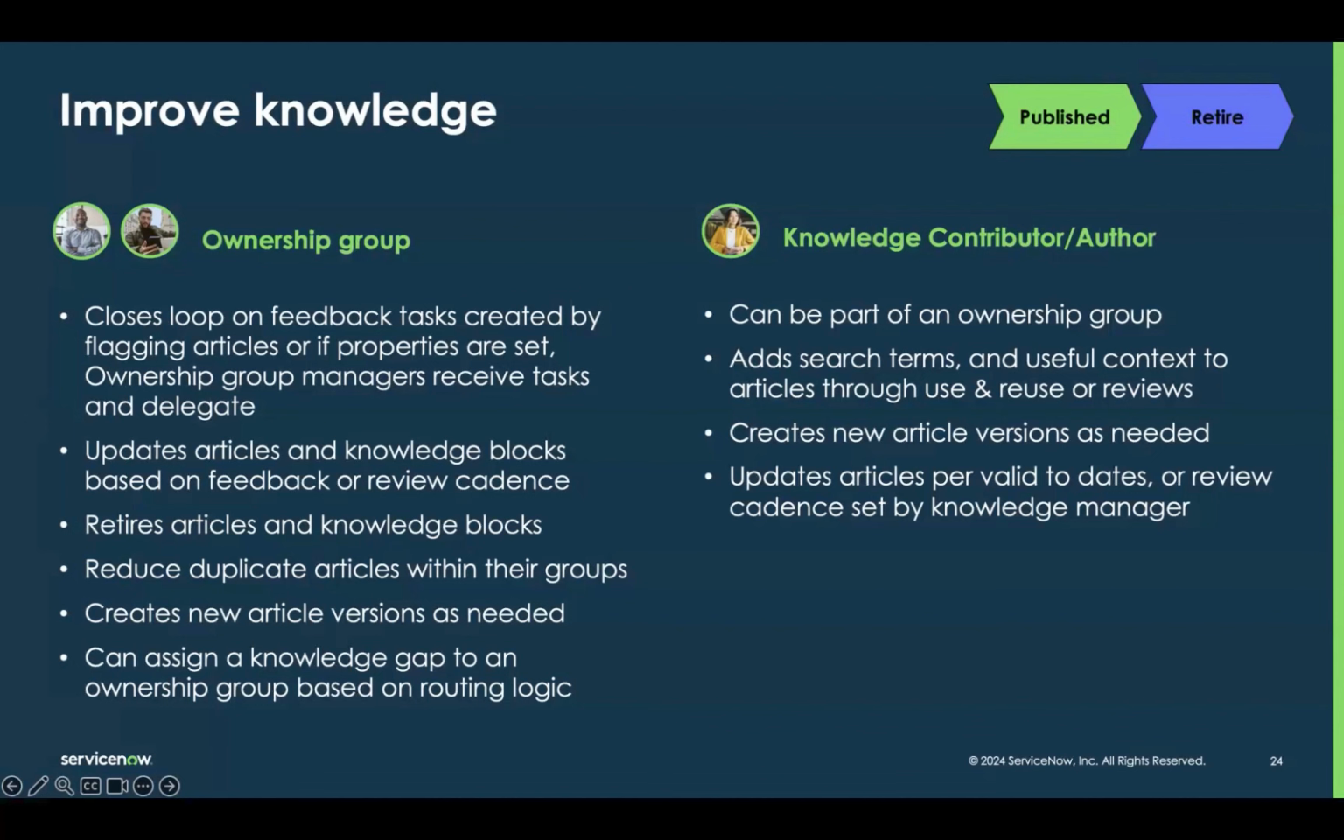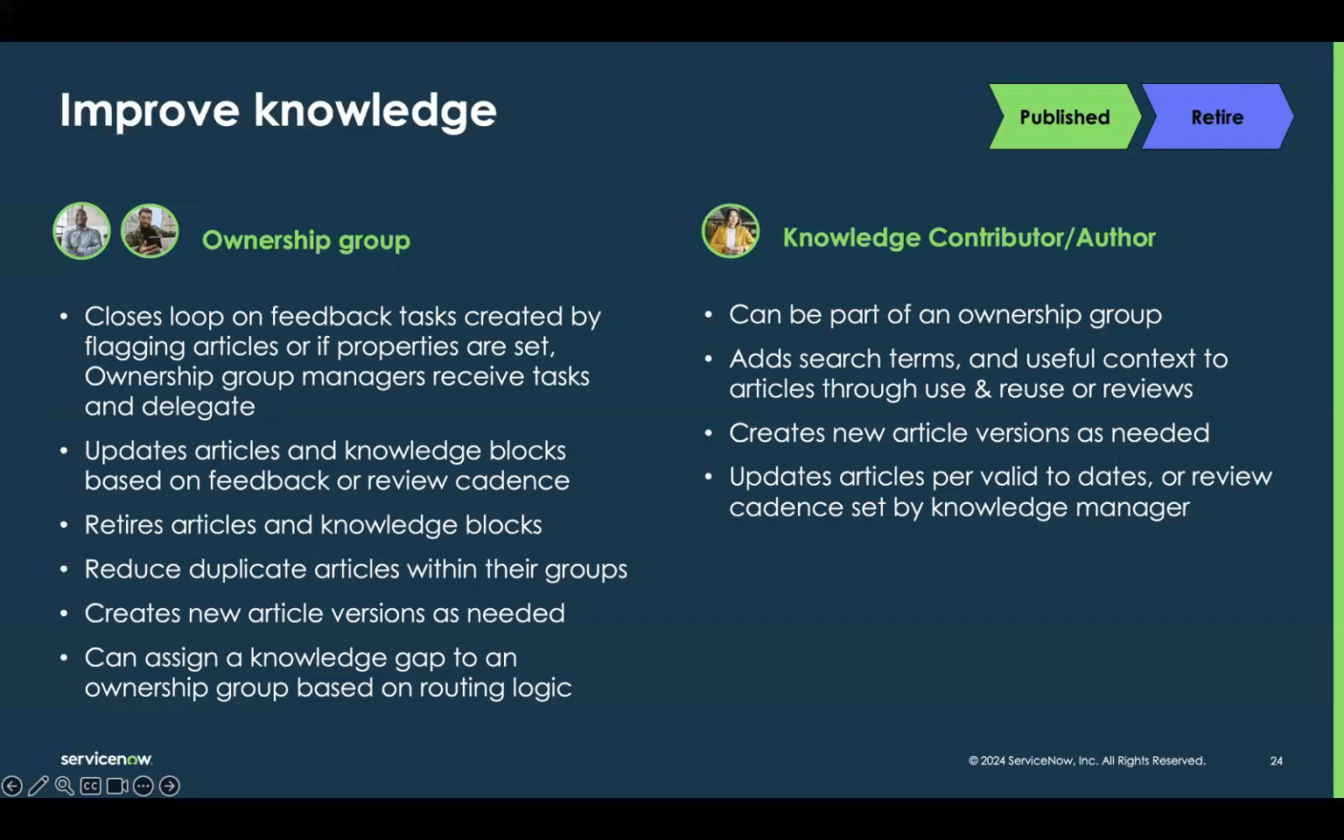So improving knowledge. This is going to be our next step in the process, where we take a look at articles and make sure that our knowledge base is healthy, right, and up to date. This is really where your ownership groups come into play a lot in fielding feedback tasks, updating their articles. You might have a set review cadence to do that, or it may be ad hoc, whatever works best for your organization.